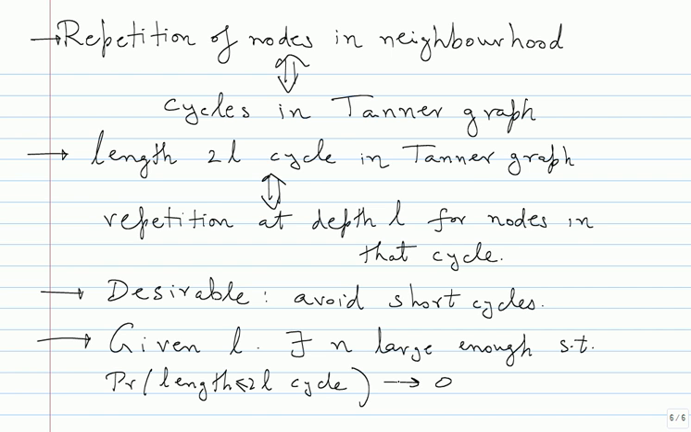Remember, these results about the Tanner graphs are very crucial. In the next class, I'll describe a very simple decoder for LDPC codes for the binary symmetric channel. In analyzing that decoder, we'll use many of these properties. That's what we'll do in the next class.